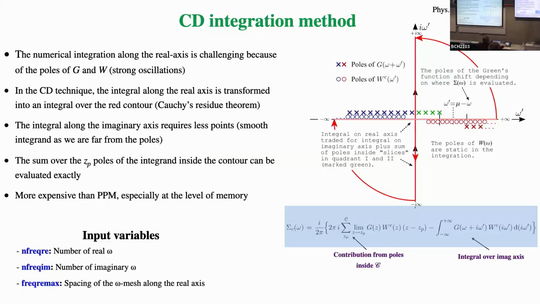Do you use a uniform sampling of the frequencies or some algorithm? Along the imaginary axis, there is a Gaussian mesh. And along the real axis is a linear mesh. Because indeed you have a cutoff here, and then the number of points you want to sample.